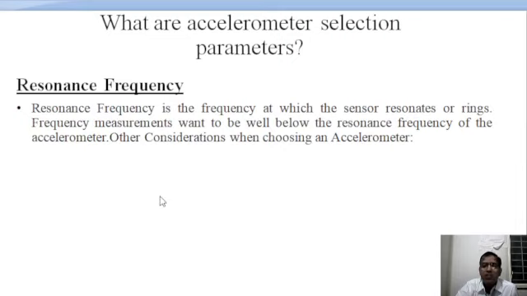Then next is resonance frequency. We have already seen that every sensor is an example of a single degree of freedom system, which has its mass, stiffness, and damping element, and its own damped natural frequency. So the designer or analyzer must know the natural frequency of the accelerometer, and the measuring frequency should be far away from the resonant frequency.